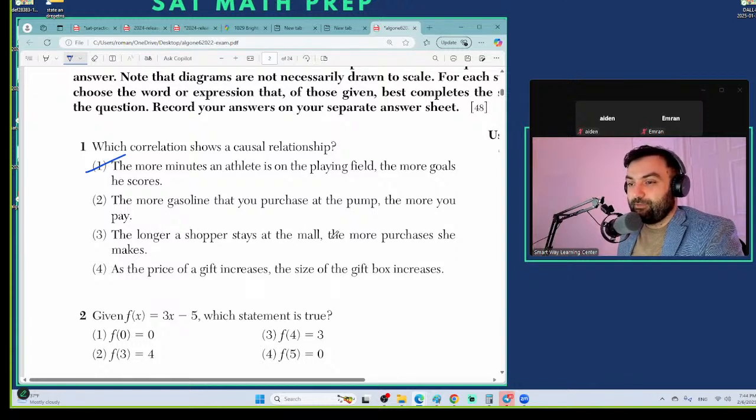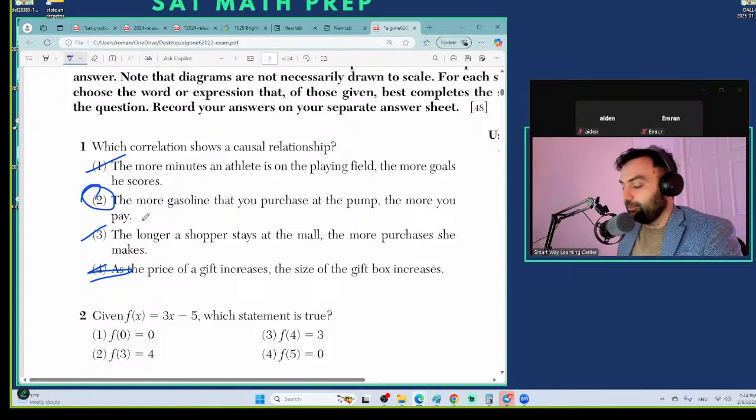The longer Sharpa stays at the mall, the more purchases she makes, which is not necessarily true. People can just walk in a shopping mall and not buy anything. As the price of the gift increases, the size of the gift box increases. No, it can be a very pricey thing with a really small box. So it's not necessarily true. So the correct answer is 2. It just proves it that it's 2. Moving on.